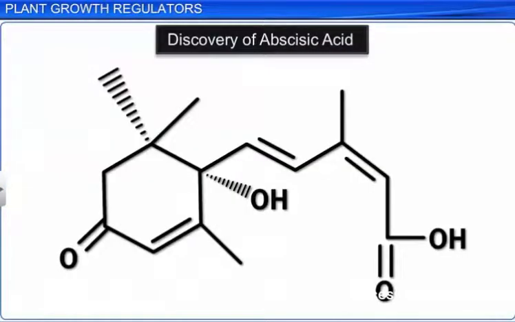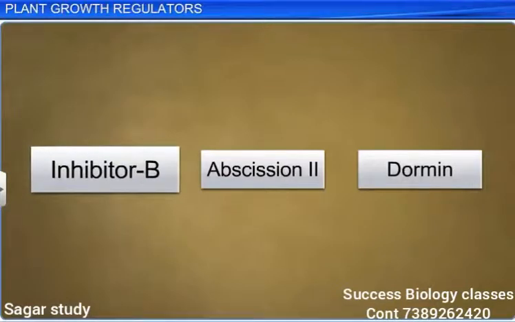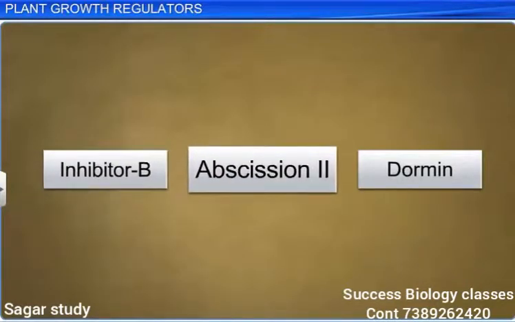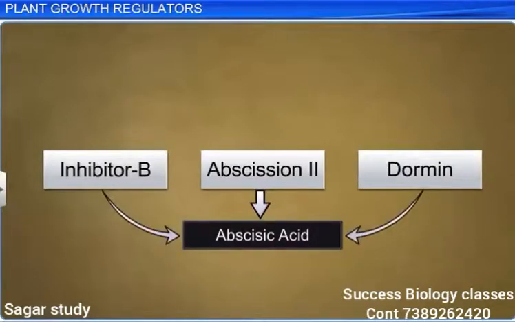The discovery of abscisic acid dates back to the 1960s, when three independent researchers purified three different inhibitors of plant growth, namely inhibitor B, abscission II, and dormin. Later, it was found that all three inhibitors were chemically identical and were called abscisic acid.